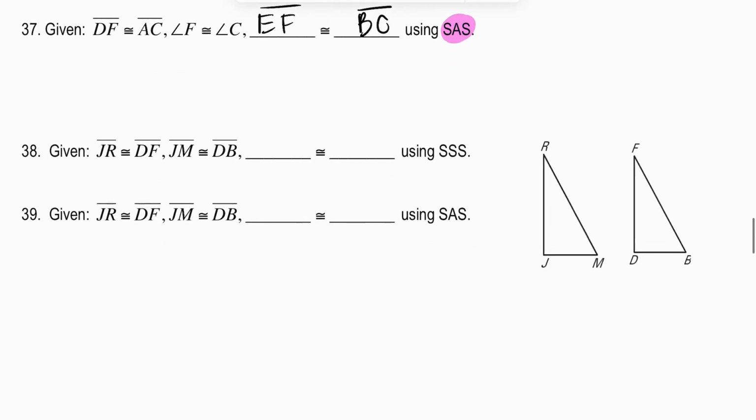All right, 38. We're given that JR is congruent to DF and that JM is congruent to DB. We're trying to use side, side, side, so we need another side, which would be RM and FB. Lastly, we have that JR is congruent to DF and that JM is congruent to DB, and we want side angle side. So we need an included angle, which would be J and D.